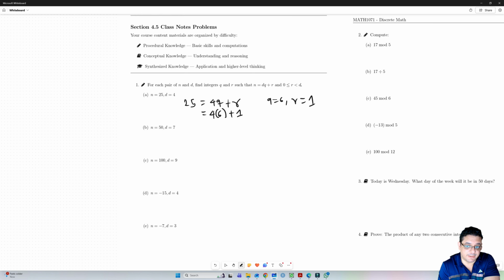I should verify that this works. r is a number between 0 and 4, so it checks out and it's a good representation.